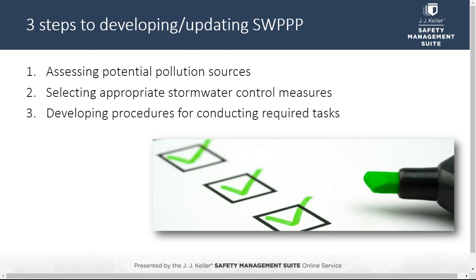So the first step is to assess sources of pollution, making sure to identify all the potential types of contaminants and parts of the operation they could come from. The next step is to select appropriate stormwater control measures that minimize the discharge of pollutants during storm events for each of these sources that were identified in step 1. And the third step is to develop procedures for conducting tasks required for compliance. So these include inspection and monitoring activities at the site, as well as scheduling regular maintenance of control measures.